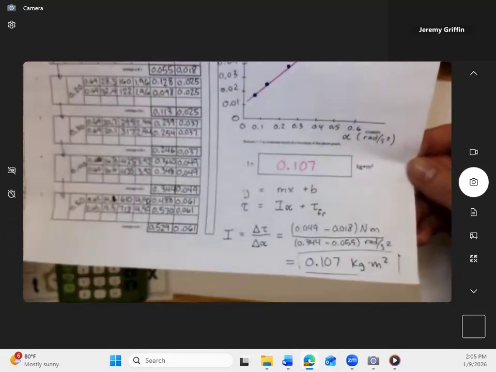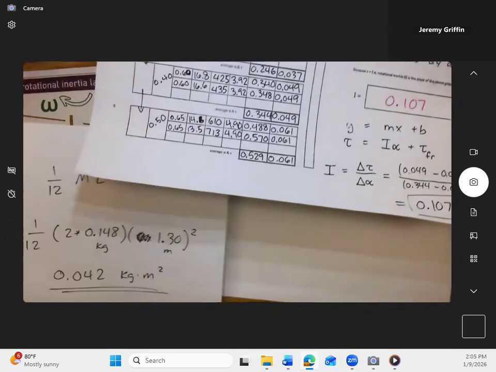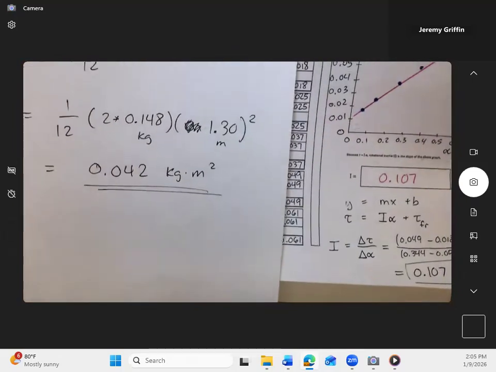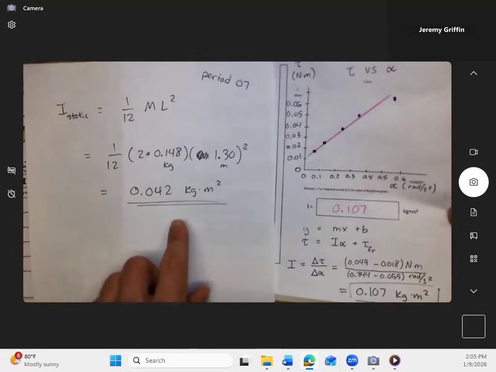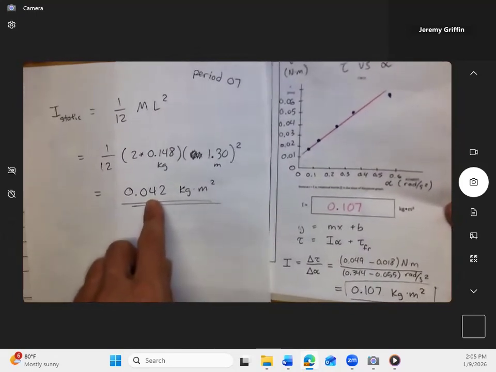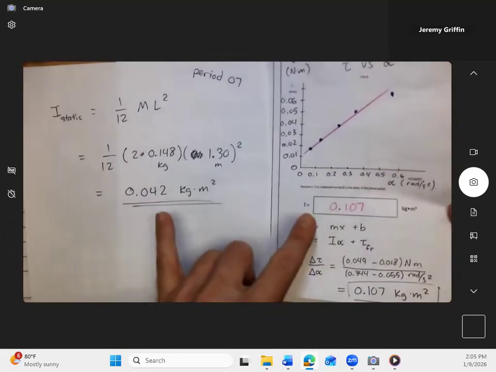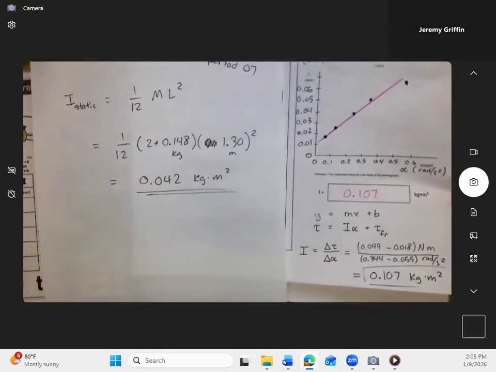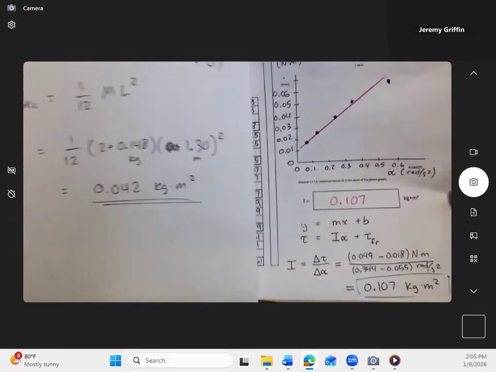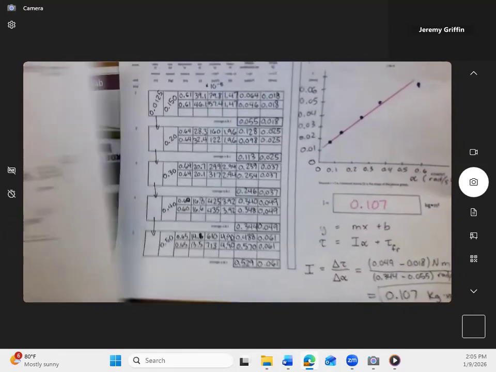Now, if you compare that to the static version that we got at the beginning of class yesterday, an estimate from you guys, we got about 0.04 kilogram meter squared. Here it's 0.1. So it's off by a little over a factor of two, about 2.5. But it's about the right order of magnitude.